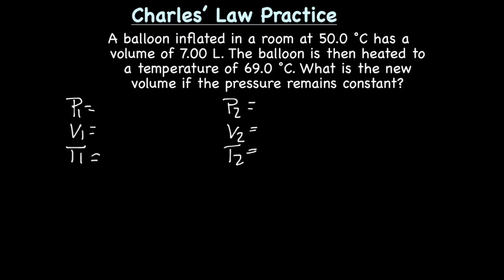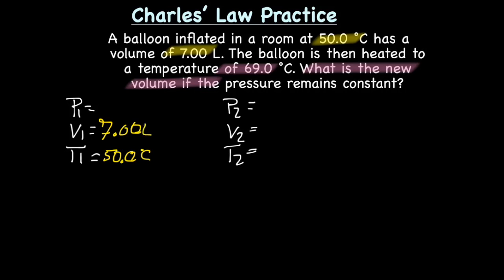So we've got a balloon inflated in a room at 50 degrees Celsius, has a volume of 7 liters. Well, to me it sounds like at 50 degrees Celsius we have a volume of 7 liters. Those go together. The balloon is then heated to a temperature of 69 degrees Celsius. What is the new volume? So those are going to be our X's. All right, so let's fill that in. We have a T1, a temperature of 50 degrees Celsius. Did that wrong, 50 degrees Celsius. And we have a volume 1 of 7 liters.